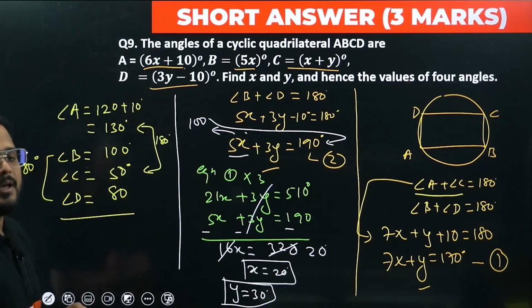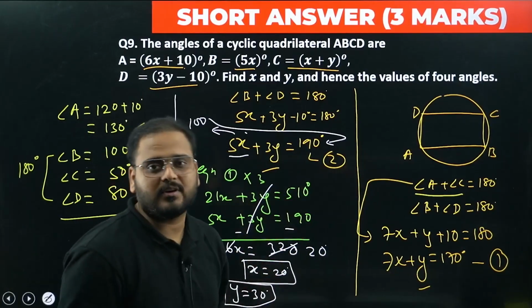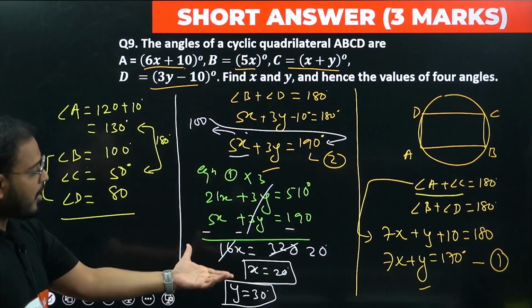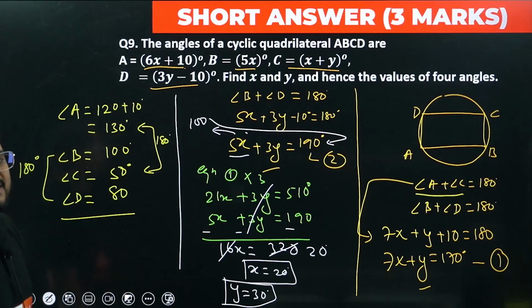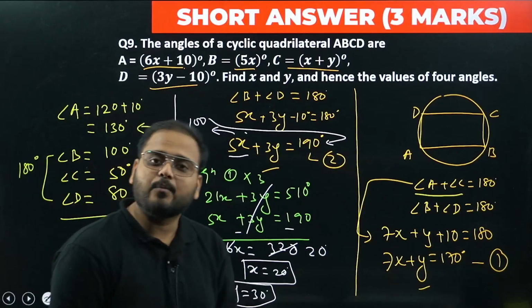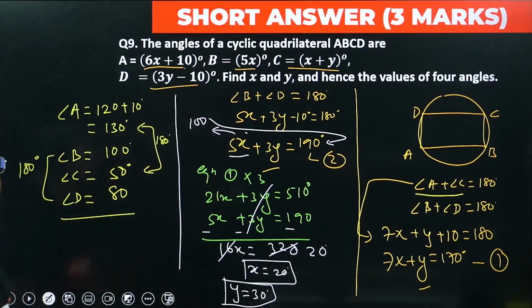Good question. Yes, you just have to know the property of cyclic quadrilateral. From there, you have to form the equations and then get the answer as 20 and 30 degrees. I hope this is okay. Please have a look. I hope this is all visible to you.